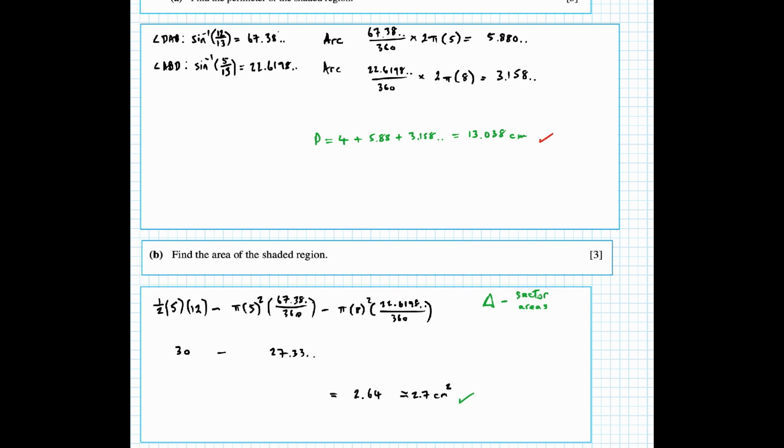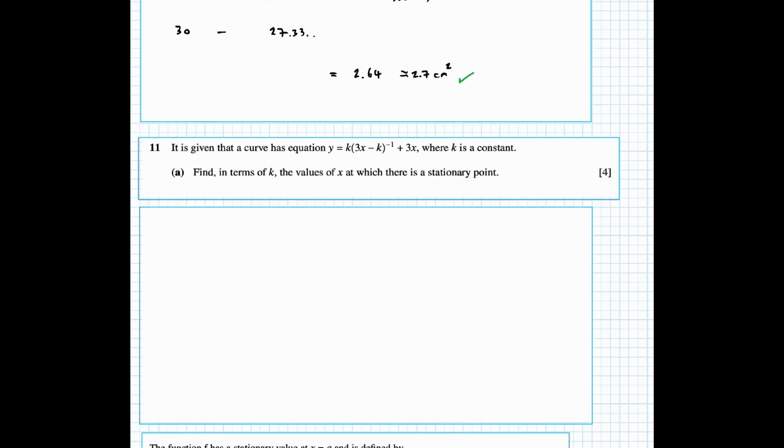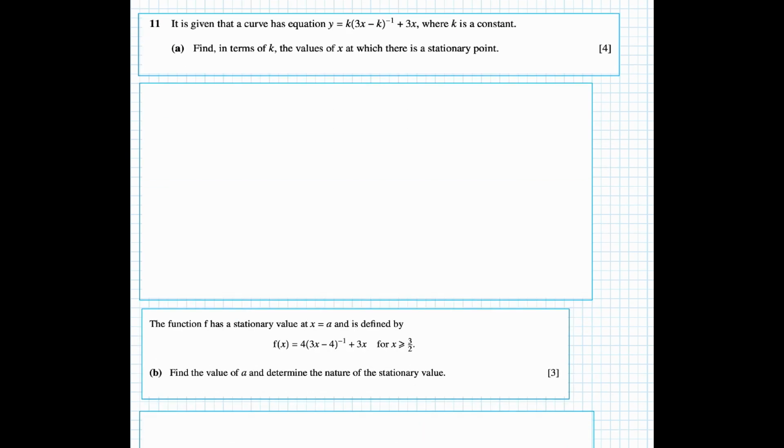So on to our last question, where we're looking at an equation. We've got k, so find it in terms of k, the values of x, where there's a stationary point. So that should indicate to us the topic we're doing: differentiation. So differentiate that function there, or the equation I should say, and just make sure you use the chain rule on that first part as well.